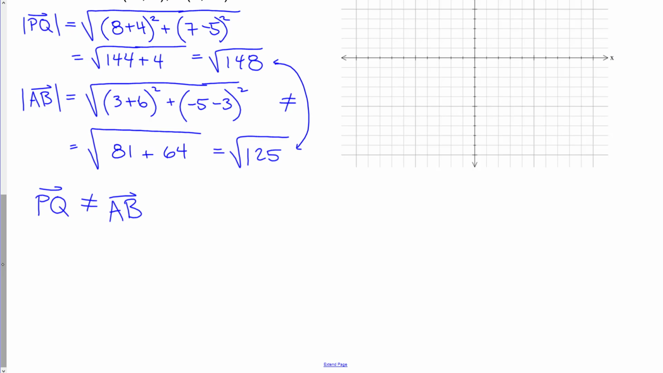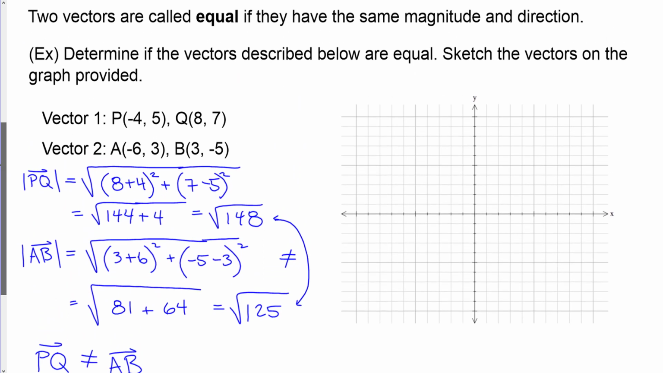I would like to go ahead and graph them though, so you can see the vectors on the plane. In order to graph them, I start plotting the initial point. So point P is negative 4 and positive 5. Should be right there. Point Q is 8, 7.